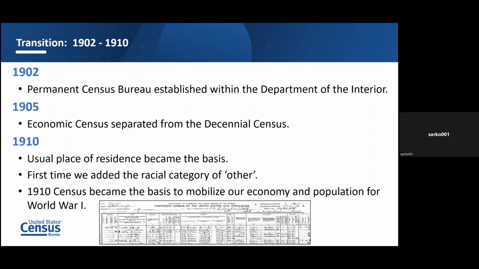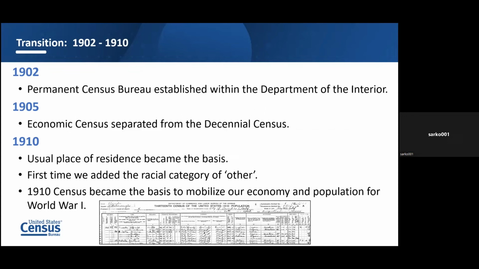In 1910, we started using the usual place of residence. Prior to 1910, you had a lot of people who would work for long periods of time away from their family, especially out west. You would have men working in logging camps, mining camps, where their families were living elsewhere. And they would be enumerated in those mining and logging camps. So, starting in 1910, they considered, where do you usually live? Even if you're away for school or work, you'll be enumerated with your family because that's where you live.